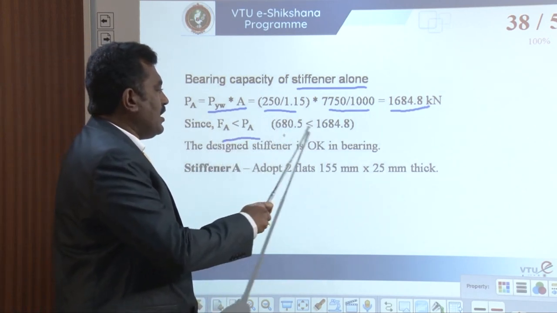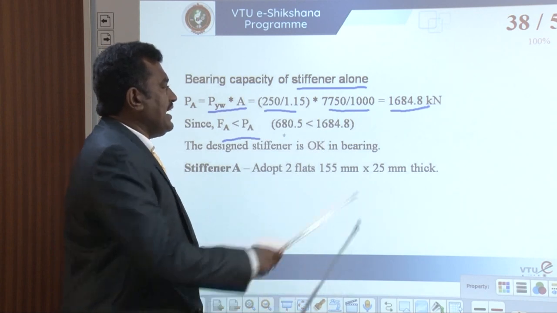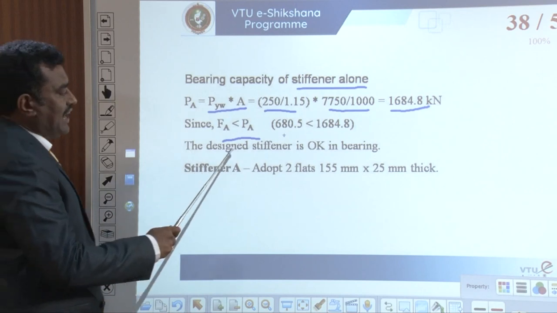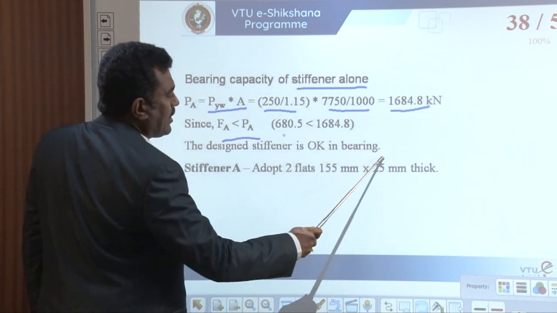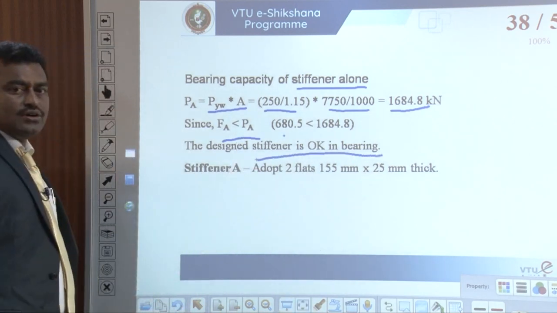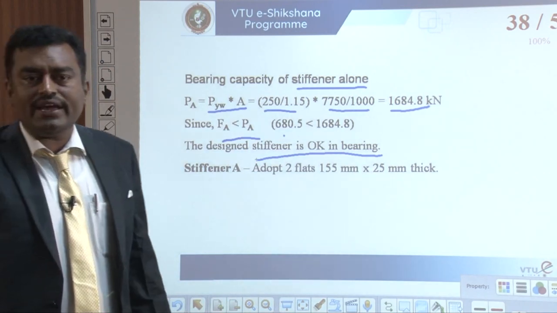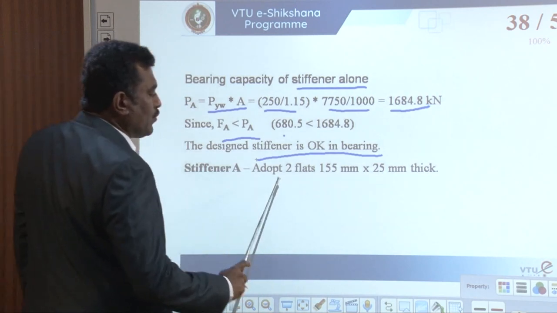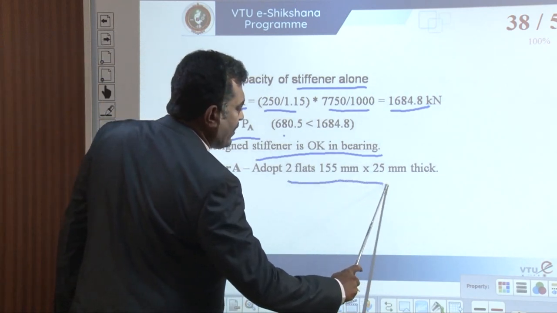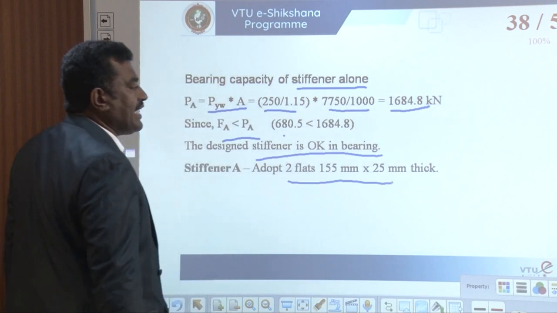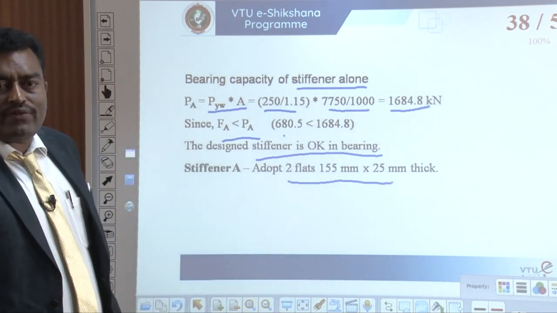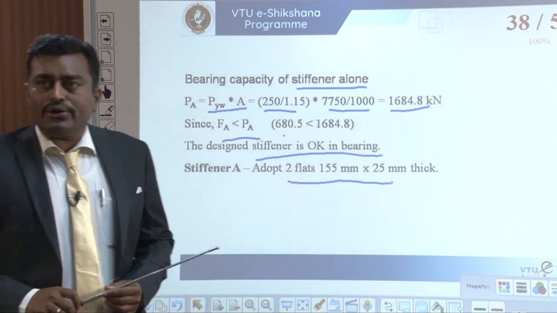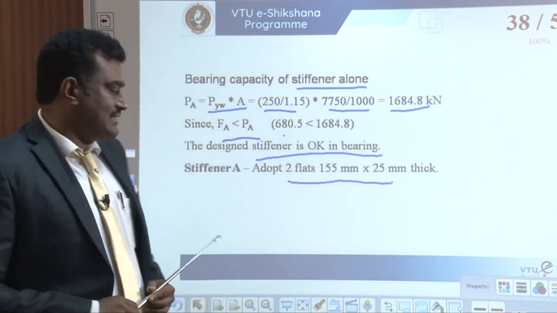FA is smaller than 1684.8, this is PA. Hence, the design of stiffener is okay for bearing also. Therefore, for stiffener A, adopt two flats 155 mm into 25 mm thick. Okay, we are providing stiffener A as 155 mm into 25 mm, two flats.